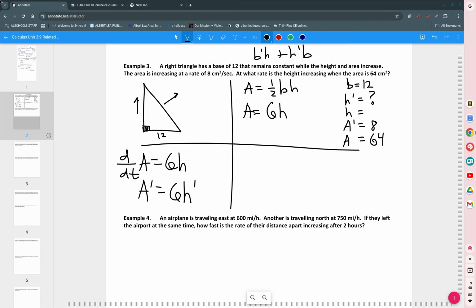So I'm going to solve. I have A prime is 8, and I have 6H prime. It turns out I don't even need to know that the area is 64, do I? Nor do I need to know what the current height is. If I wanted to figure out the current height, I could. I know that the current area is 64, set that equal to 6H, and I could figure out the current height. It is 64 over 6, or 32 over 3. I can figure that out, but I don't need it. I simply just divide both sides by 6, and I get 4 over 3, and our measurement in this situation is going to be centimeters per second for H prime.